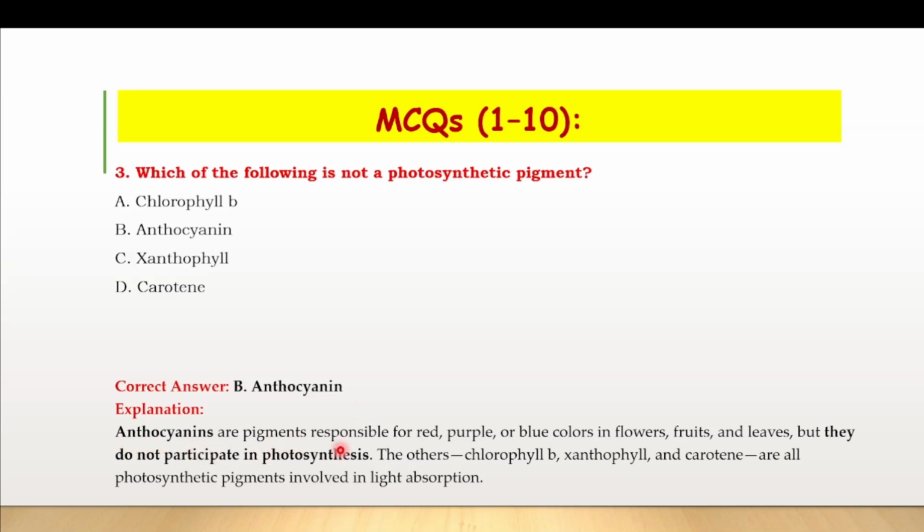Anthocyanins are pigments responsible for red, purple, or blue colors in flowers, fruits, and leaves, but they do not participate in photosynthesis. The others, chlorophyll B, xanthophyll, and carotene, are all photosynthetic pigments involved in light absorption.